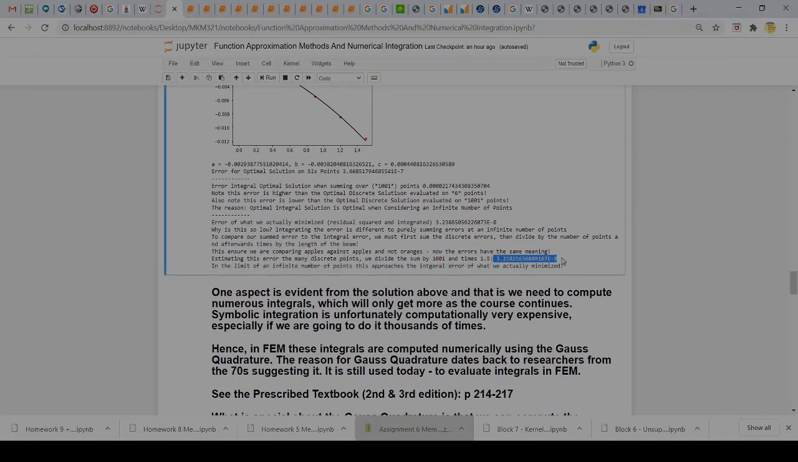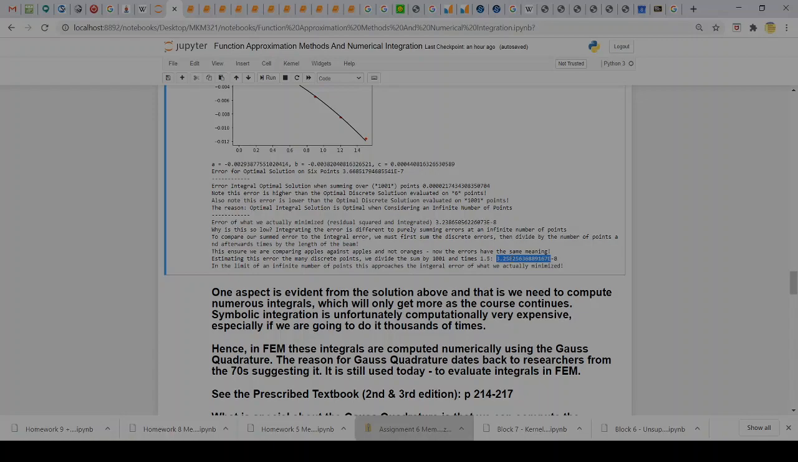Now this discrete sum of errors is relatable to at least the r squared integral error. And now they're talking the same language. What we see here is this error is still slightly lower than this one. But here it's because I only looked at 1001 points. At the top, I looked at an infinite number of points.